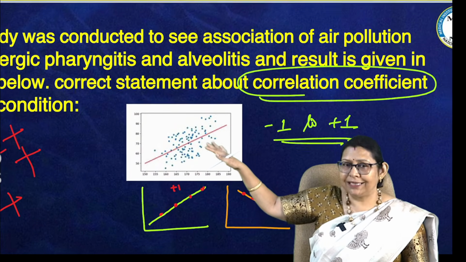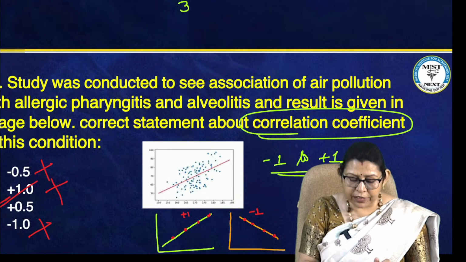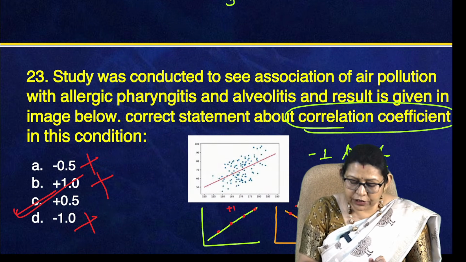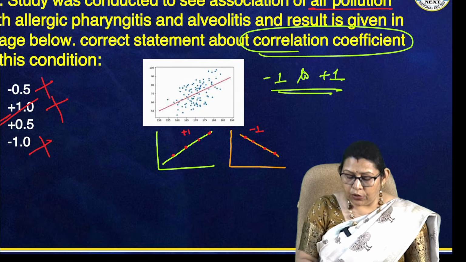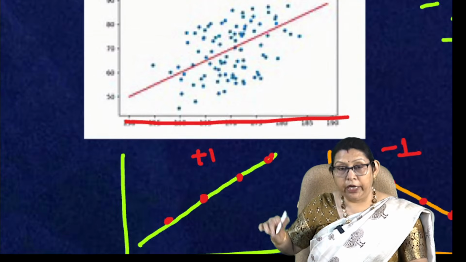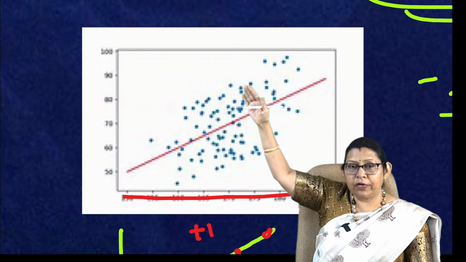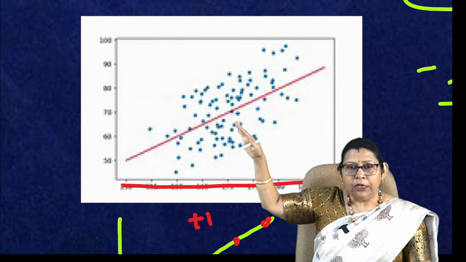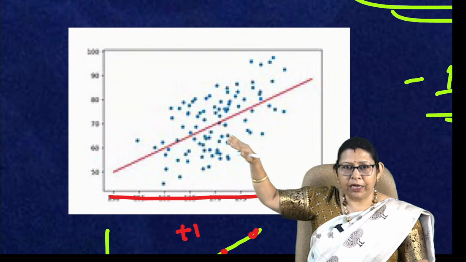ये जो है, this is a scatter diagram, and what we do, we just put the values. Suppose this is showing a relationship between the allergic pharyngitis and alveolitis in the air pollution. So on the x-axis we will have the air pollution value. The more is the air pollution value, the higher is the chance of having allergic pharyngitis and alveolitis. तो जितने भी values आते हैं, they are represented in the form of dots, and we make an imaginary line.